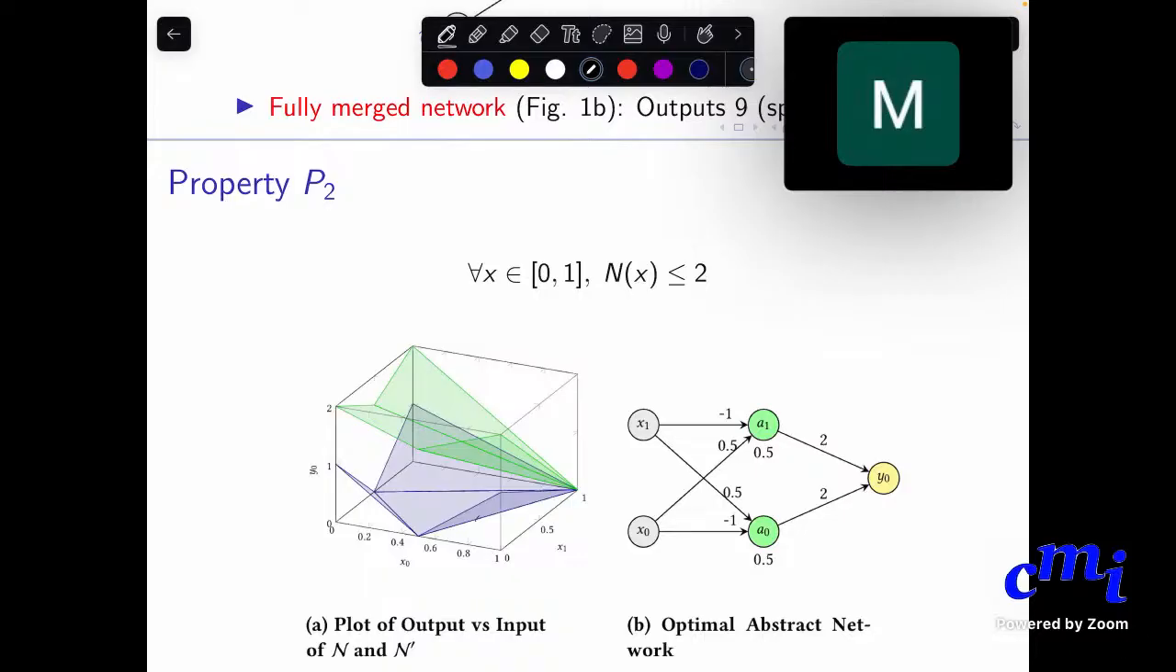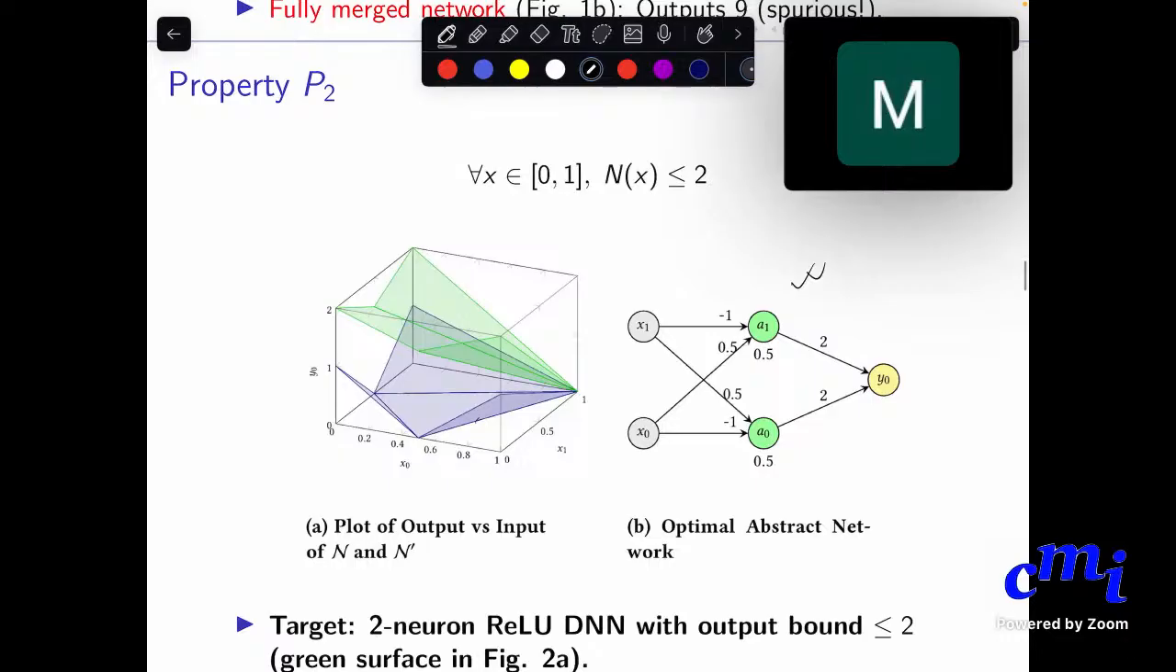Looking at it, we can try to emulate this property with two ReLU neurons, two ReLU nodes. And actually we can do that. We can come up with an optimally abstracted neural network, which is this one, with two inert nodes and the ReLU function associated with it.